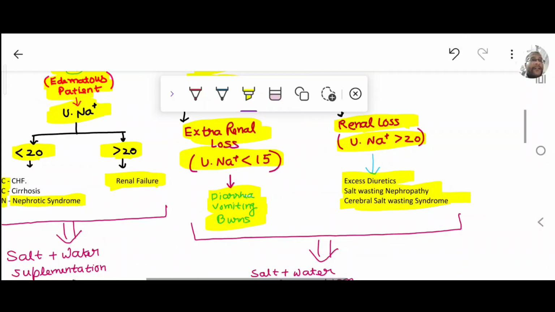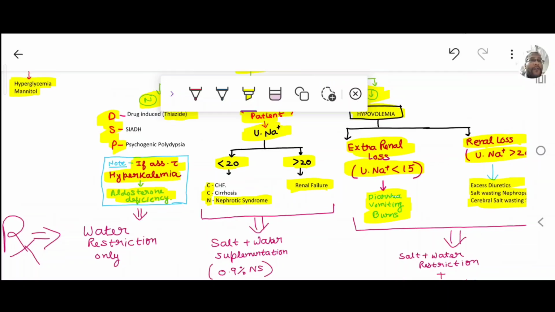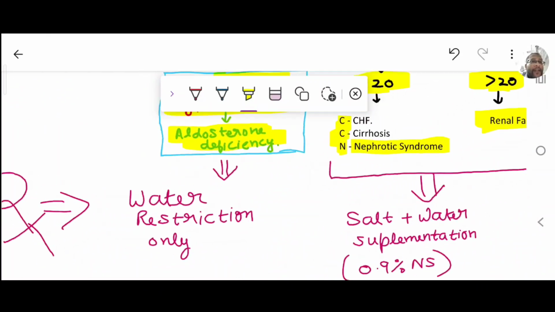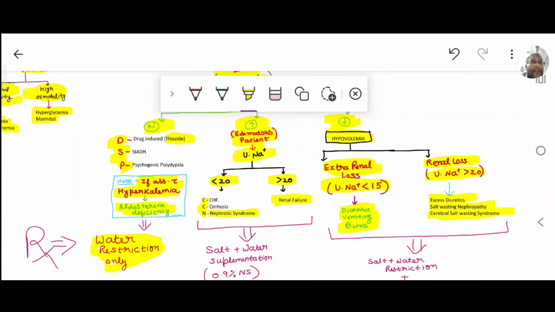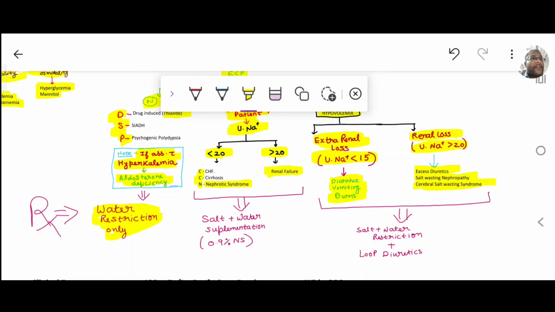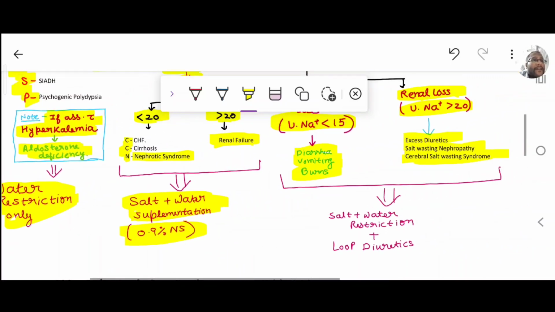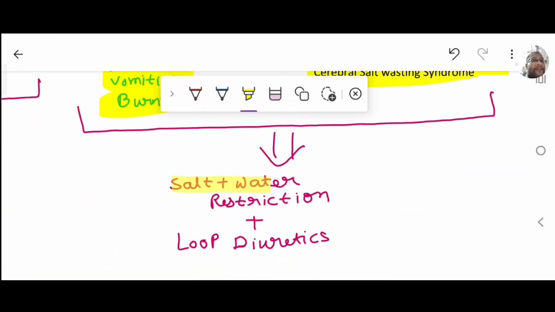So now let us discuss the different treatment modalities for these types of hyponatremias. If it is true hyponatremia with normal ECF, then we treat only with water restriction. So only water restriction is the treatment for normal ECF. If there is a high ECF, an edematous patient, then the treatment will be salt and water supplementation. You can give 0.9% normal saline. And if there is hypovolemia, then we have to give both water and salt restriction plus loop diuretics.